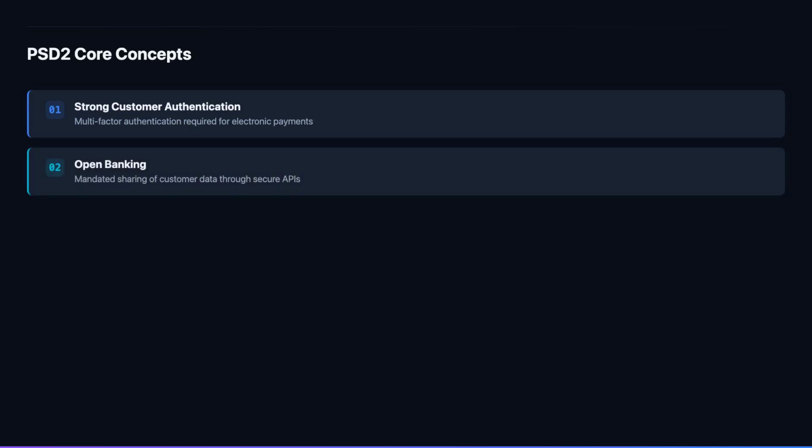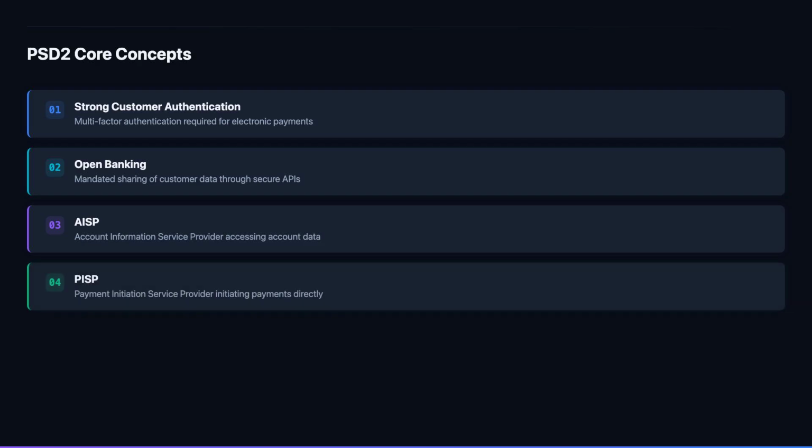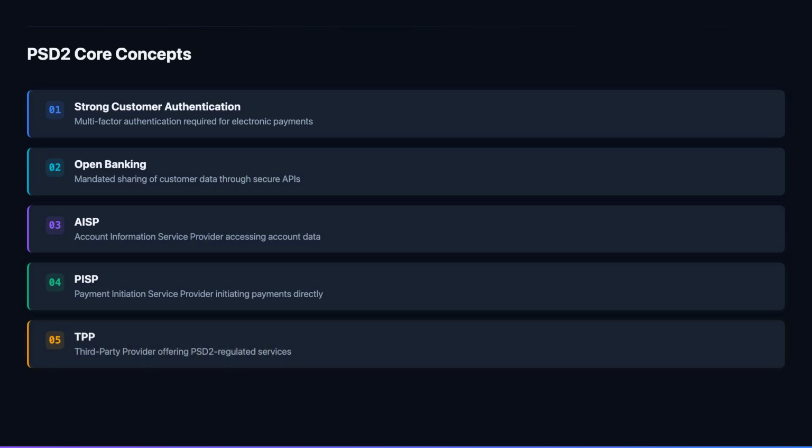Open banking enables third-party providers to access account information and initiate payments with customer consent. AISPs aggregate account information from multiple banks, giving customers a unified view of their financial data. PISPs can initiate payments directly from customer accounts, creating alternatives to traditional card-based transactions. Third-party providers are the new entrants that PSD2 enables, creating competition and innovation in payment services.